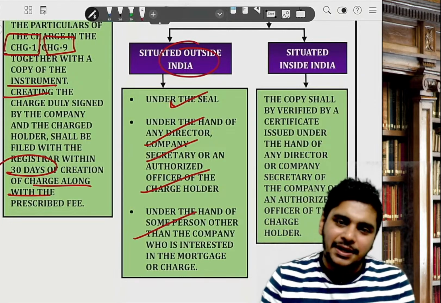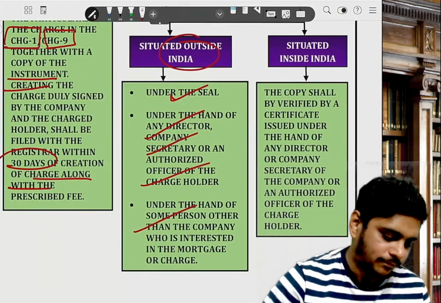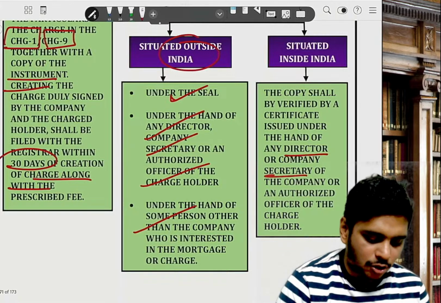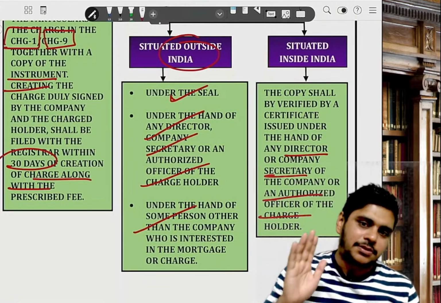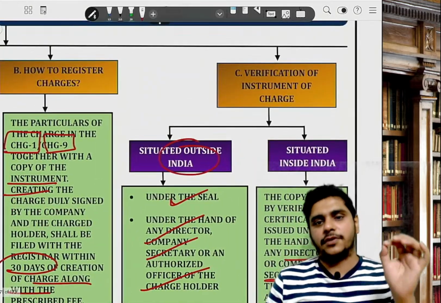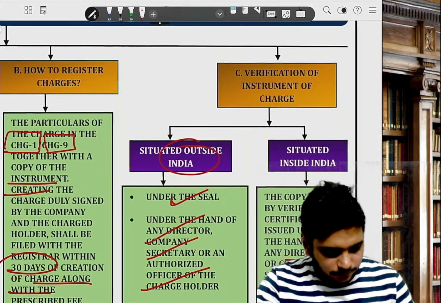When the property is in India or partly in India, partly outside and partly in India, by whom shall it be signed? Director or CS or officer of the charge holder. Common seal is not there, purchaser is not there. It is verification of instrument of charge. What is it, guys? Verification of instrument of charge. Cool.